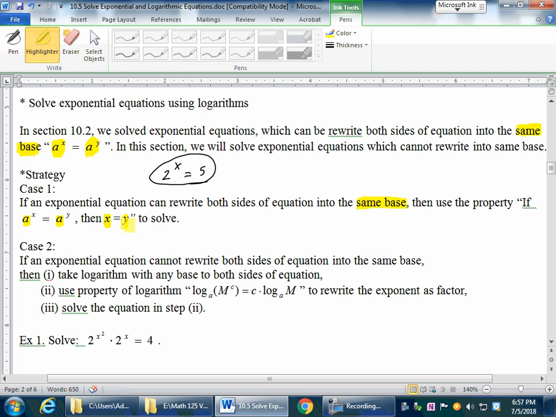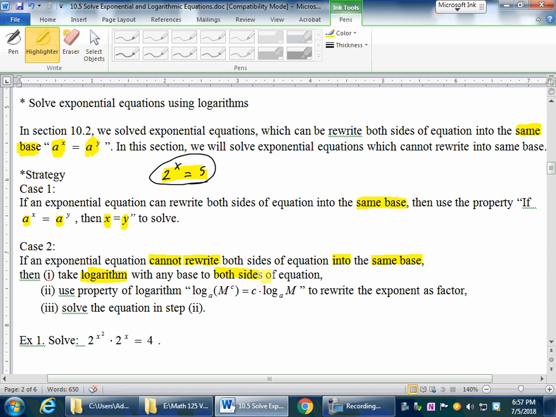Now, for this type of example, the exponential equations that cannot be rewritten into the same base, we need to use logarithms. So that's the difference between the first type and the second type. If you cannot rewrite into the same base, then what you do is you take logarithms of both sides of the equation.